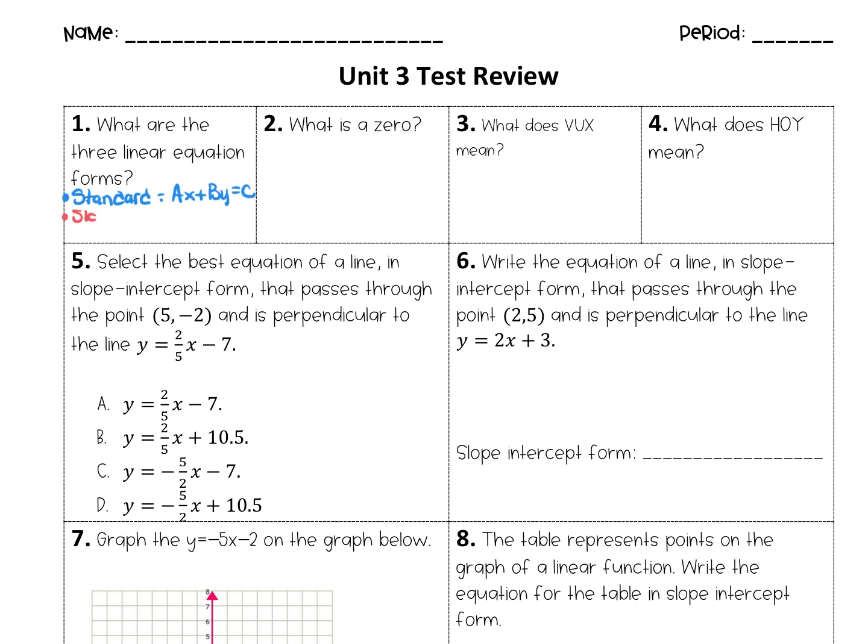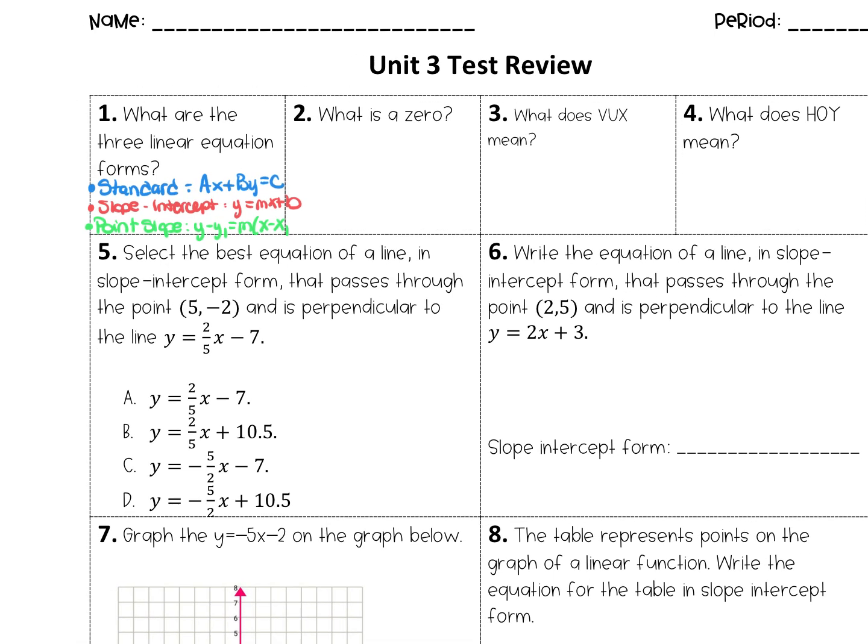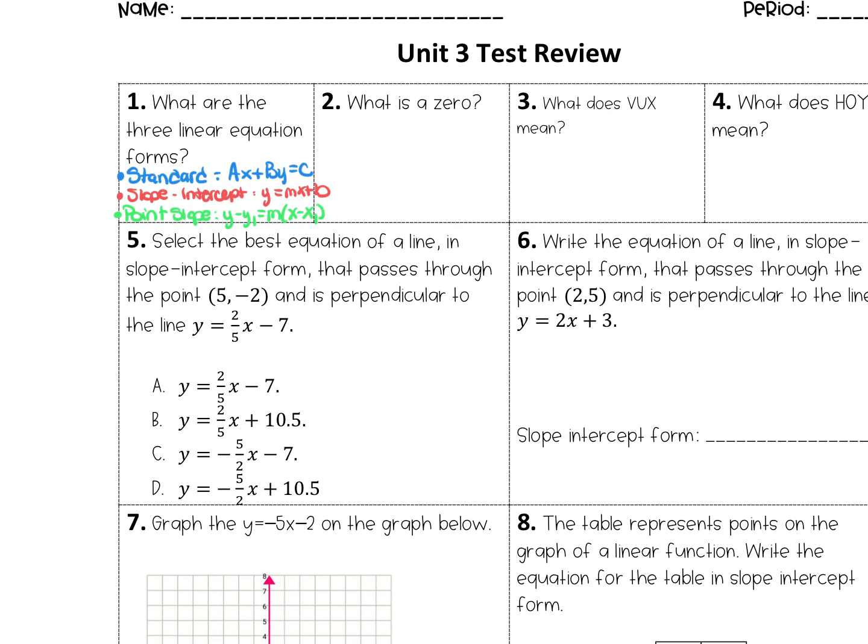There's slope-intercept, which is y equals mx plus b. And there is point slope, which is y minus y1 equals m times x minus x1. All of these are on your formula sheet, and you do not have to memorize any of them. They are on the formula sheet for you to use and find.